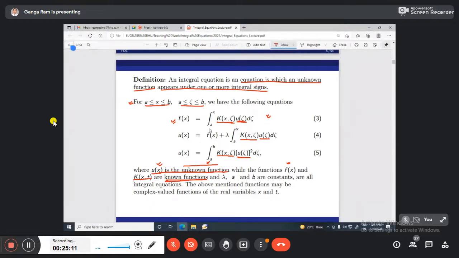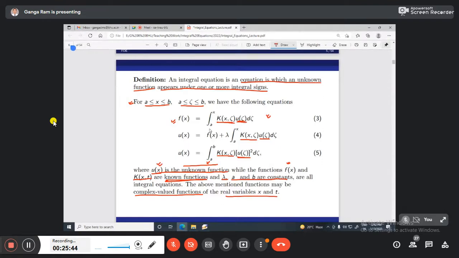Here k is a known function, and lambda, a and b are constants. These are all constants. Here u(x), f(x) and k are all complex valued functions, but x and t are real variables.